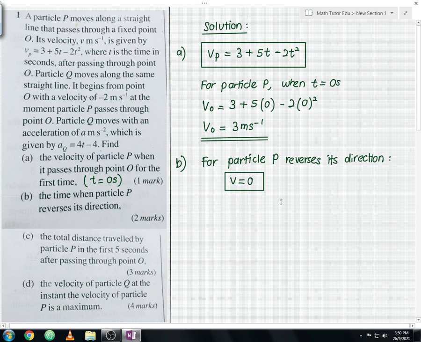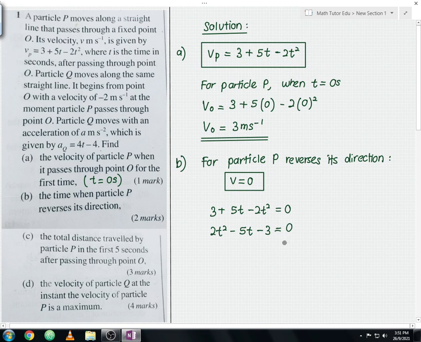Okay, so the velocity equation for particle P is already mentioned in the question itself. Let us write it down. From here, 3 plus 5t minus 2t squared should be equal to 0. So you move all the variables on the left hand side to the right hand side. From here you will get 2t squared minus 5t minus 3 equals 0.